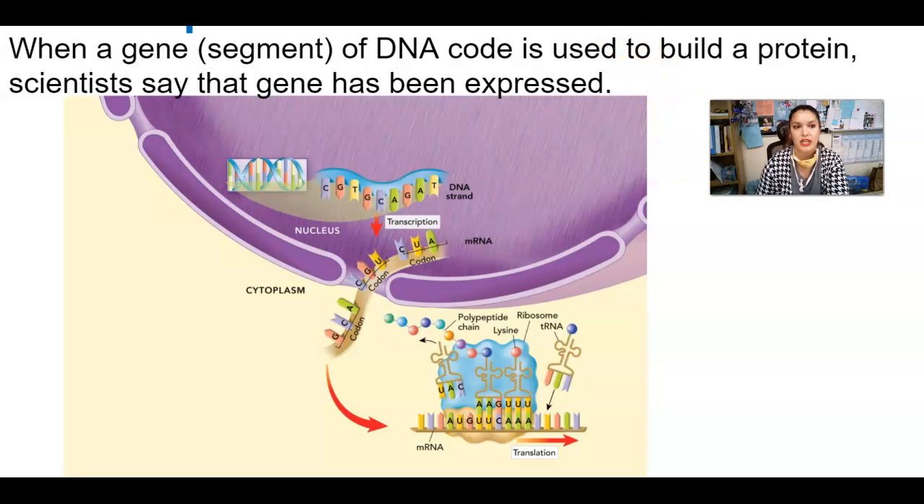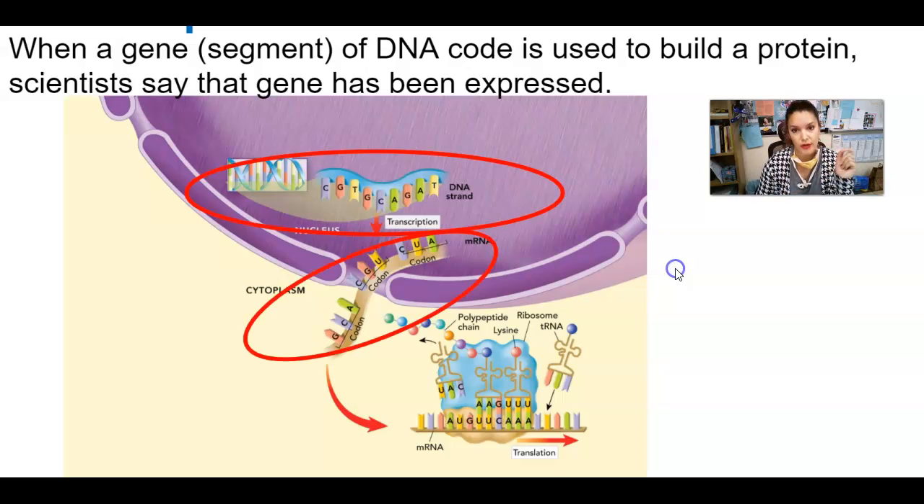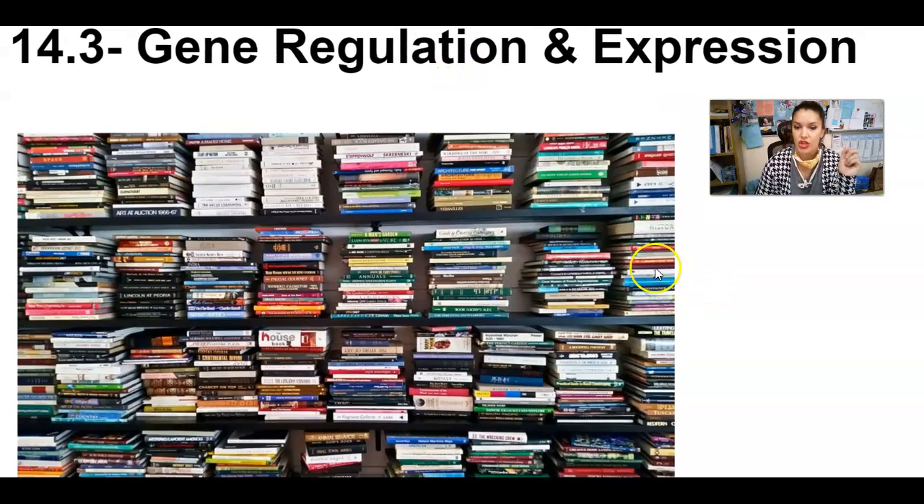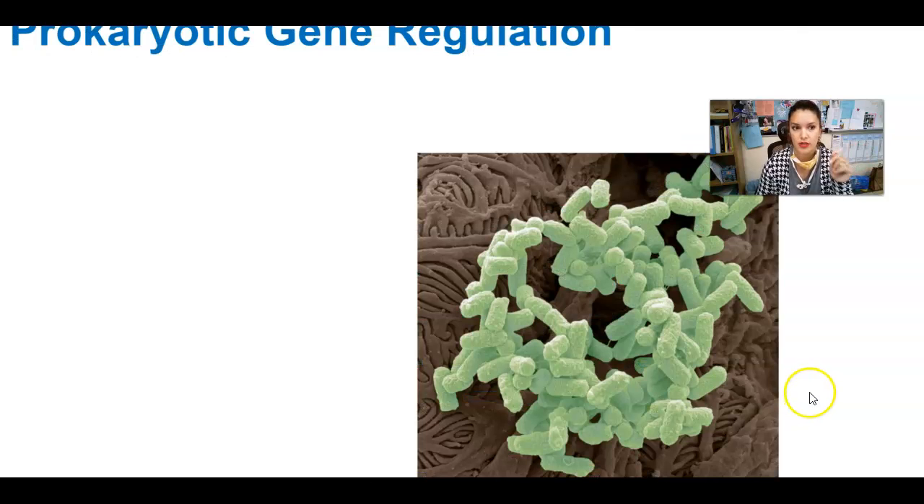Okay, gene expression. When a gene segment of DNA code is used to build a protein, scientists say that that gene has been expressed. So these different proteins express your genes for you. All right, and lesson 3 is about gene regulation and expression. A lot of this is extra information. I'm going to just go ahead and go through the PowerPoint here, but I would not expect that you need to know much of this, just a few words, and we'll talk about that.